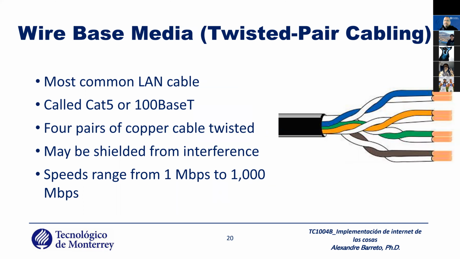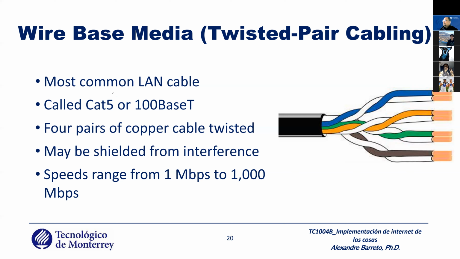For example, the twisted pair cabling is the most common LAN cable. If you go to the data center in the Monterrey campus or Mexico City campus, probably you'll see a lot of twisted pair cabling. It's very common. For the user connection, most of the time they use wireless, but to connect servers, printers, and others, you use this type of cable.